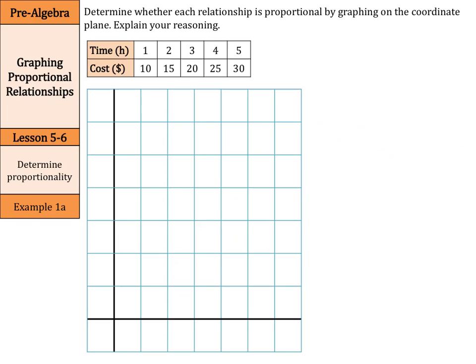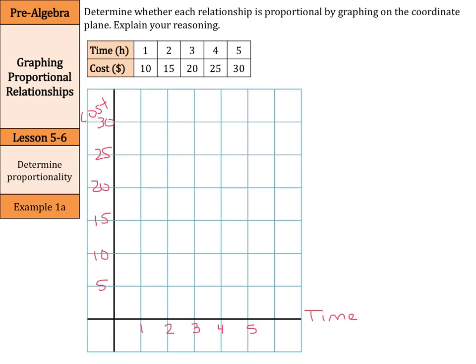Determine whether each relationship is proportional by graphing on the coordinate plane and explain our reasoning. Here we have time compared to cost. Our time is going to go on the x-axis, and our cost is going to be represented on the y. We have 1, 2, 3, 4, 5 hours for our time, and we can go up by 5 for our cost: 5, 10, 15, 20, 25, and 30.